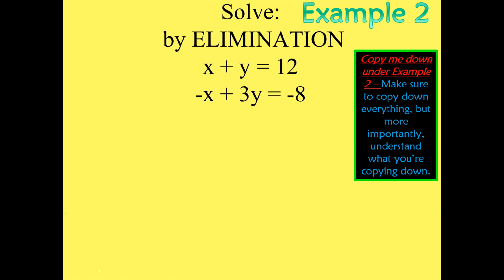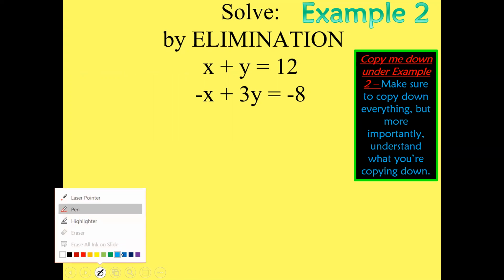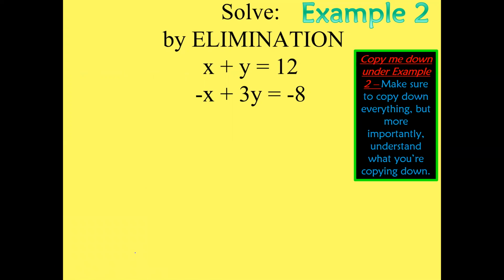Okay, one is by substitution, but today we're going to talk about elimination. So let's take a look at example 2. Step 1 of elimination is you have to make sure they're in standard form, meaning x and y are on the left side. Then step 2, you've got to figure out which one's easier to cancel. Well, I think x is easier to cancel because there's a positive 1 and a negative 1. So boom, they're canceled.